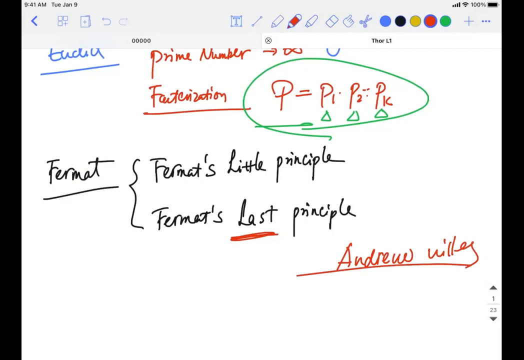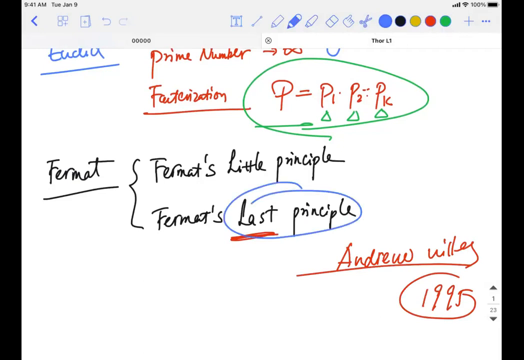Andrew Wiles gave the proof, I think, in 1995, almost 300 years after the Fermat last principle was raised. By that time, a journalist was interviewing Andrew, and the journalist was asking something like this: now you have proved the last principle which Fermat claimed to prove 300 years ago, so how do you think we modern people spent 300 more years trying to prove a principle that Fermat claimed to prove 300 years ago?